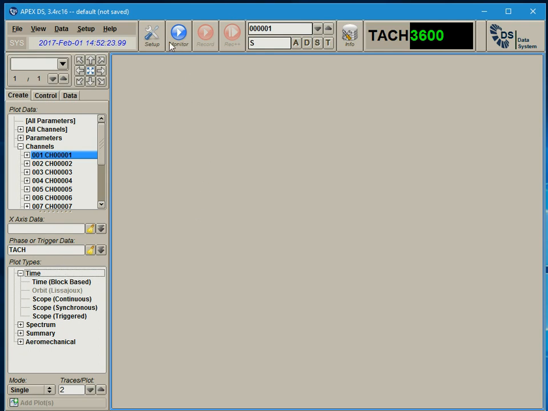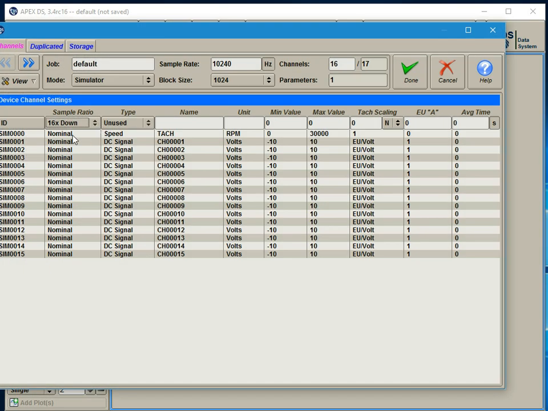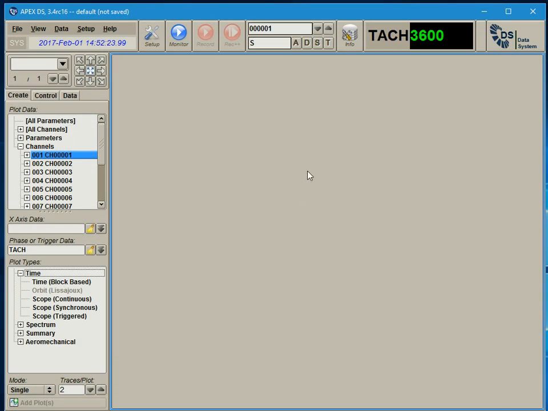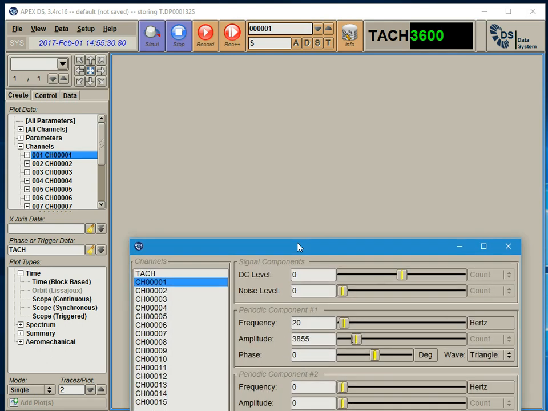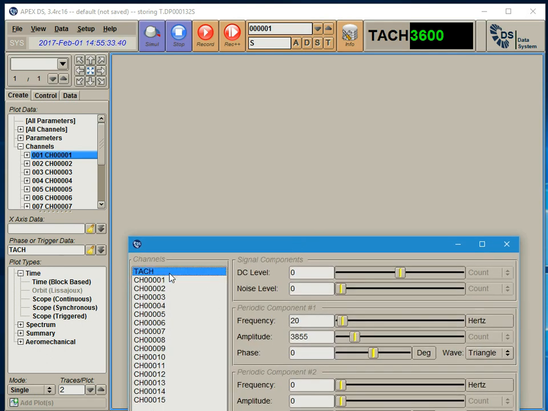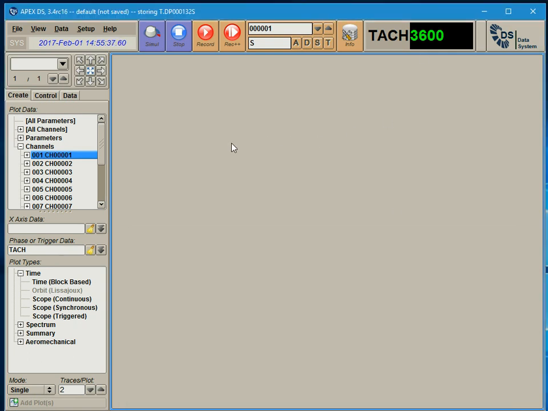In the setup panel on the DS, I have a speed channel 0, a speed named tack, and the tack ratio is 60. So it's going to convert hertz to cycles per minute, or RPM. Right now I have the tack set at 60 hertz, giving us 3600 RPM, cycles per minute.